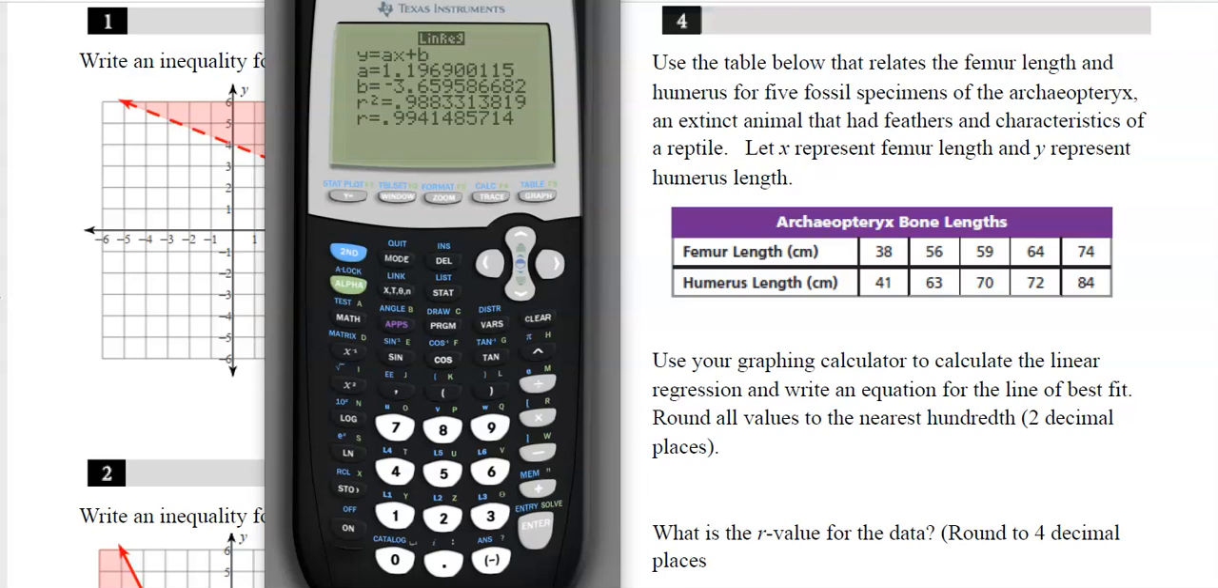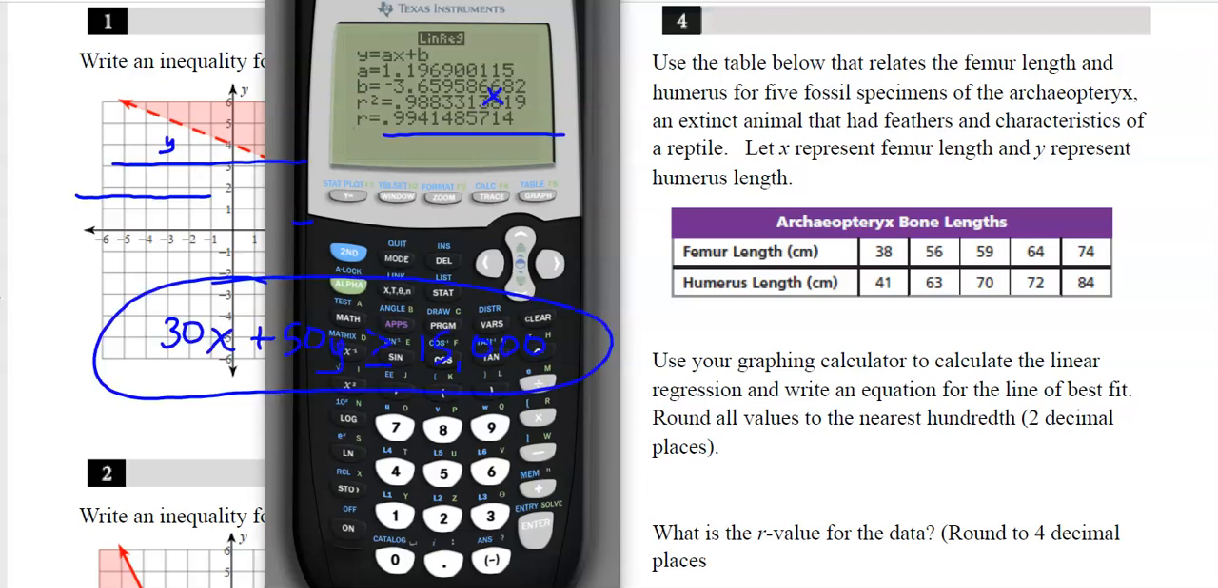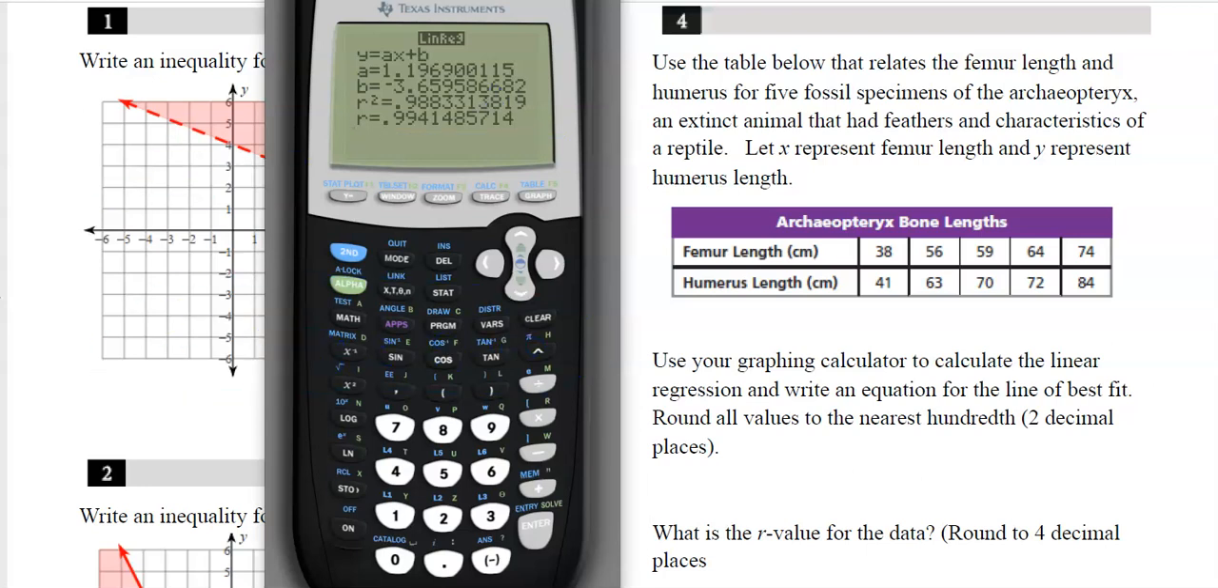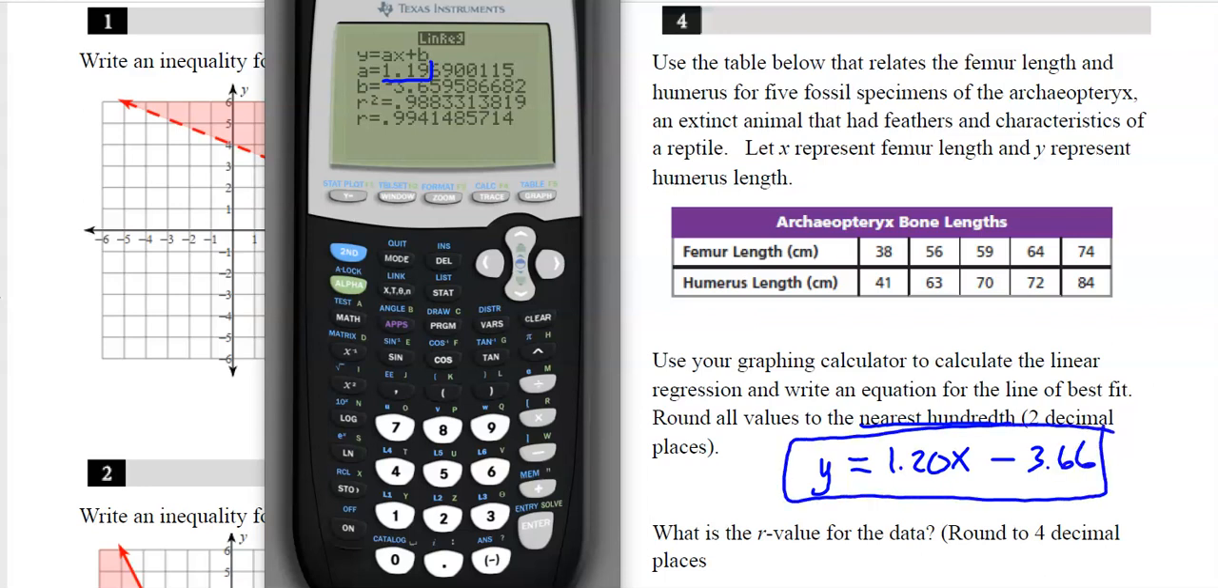So I'm going to write these down. So for my equation, it looks like we needed to round to the nearest hundredth. So I'm going to have y equals 1.20 when I round that, and then that's the x minus, looks like, 3.66. So there would be the equation here. And the r value is this bottom one, to 4 decimal places, would be 0.9941. Be careful. Some of you guys looked at the r squared. That's something else that you'll deal with in AP statistics.